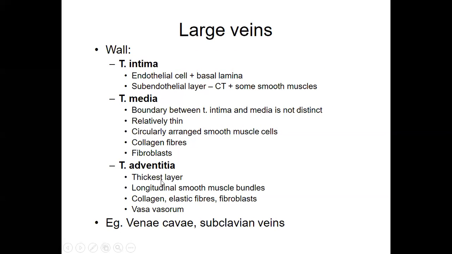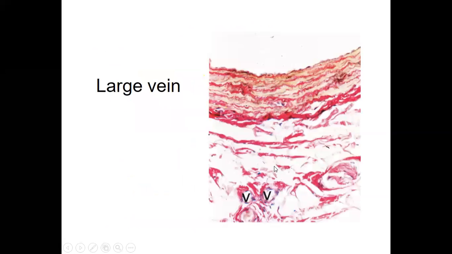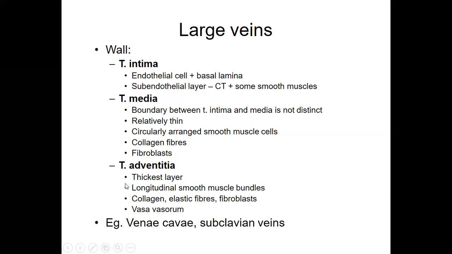And then tunica adventitia definitely is the thickest layer. You can see here, tunica adventitia. Longitudinal smooth muscle bundles are also present. There is collagen fiber, elastic fiber, fibroblast, and there is the presence of the vasa vasorum in the tunica adventitia. For example, vena cava, subclavian vein. These are the large veins.